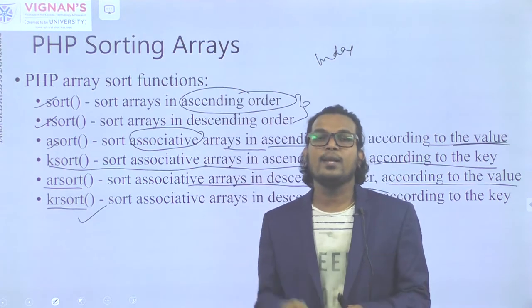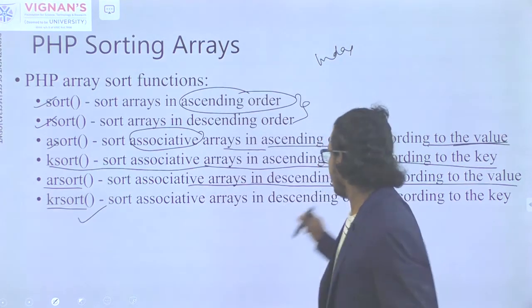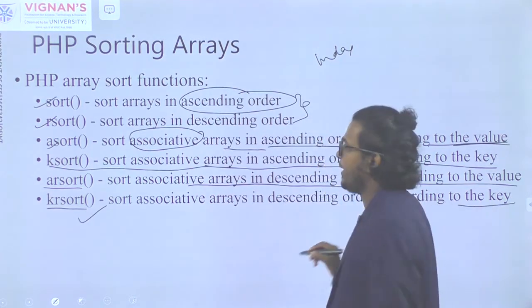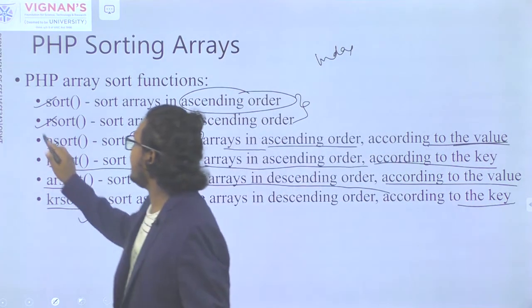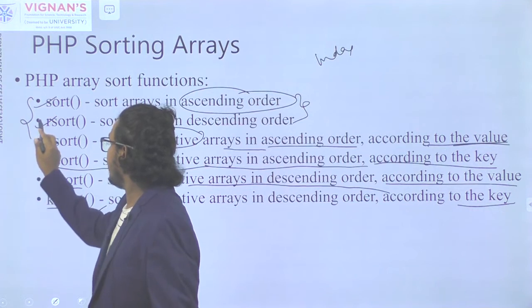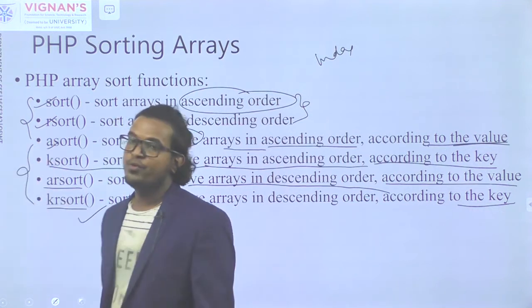So we are printing all elements in a descending order based on the key value. So how many functions are there? In total we are having 6 array functions.